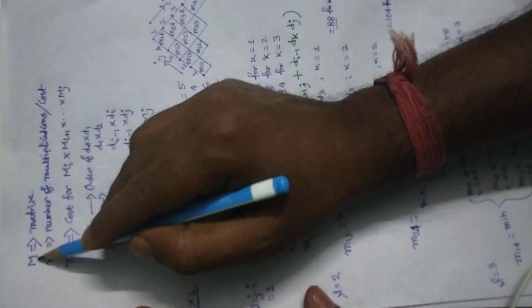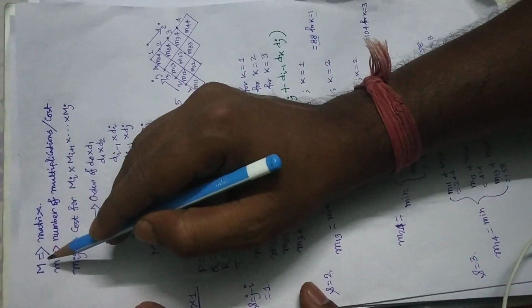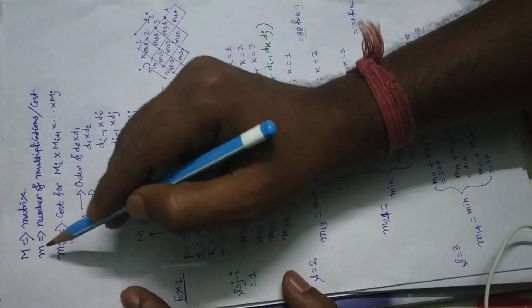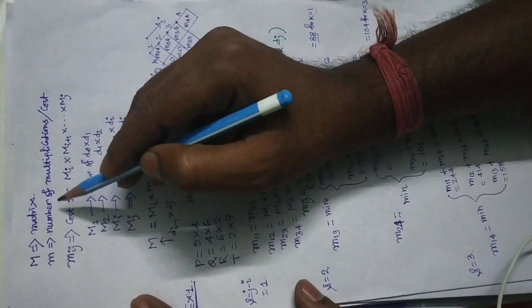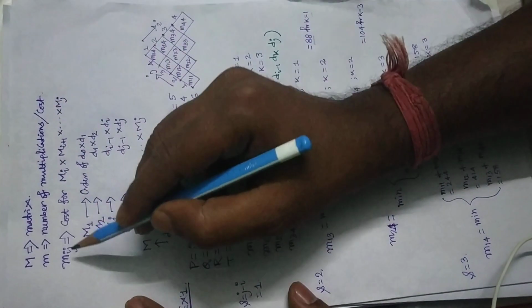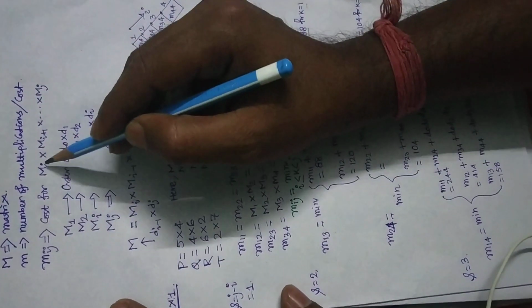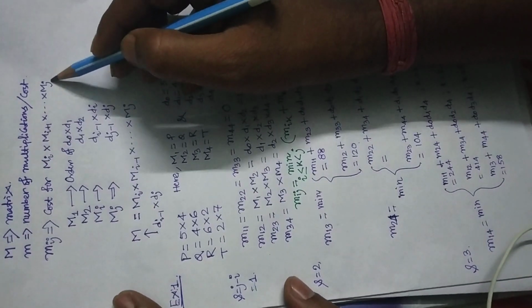In matrix multiplication using dynamic programming, we are using the following notations. Capital M represents an individual matrix. Small m represents the number of multiplications or cost. Now m[i][j] represents the cost of multiplying the matrices Mi to Mj.